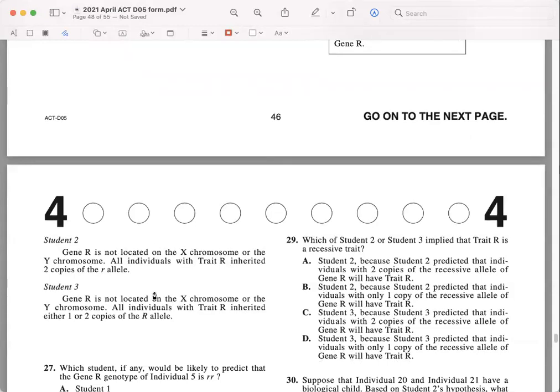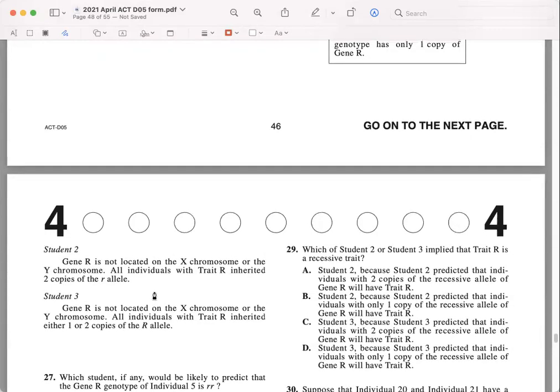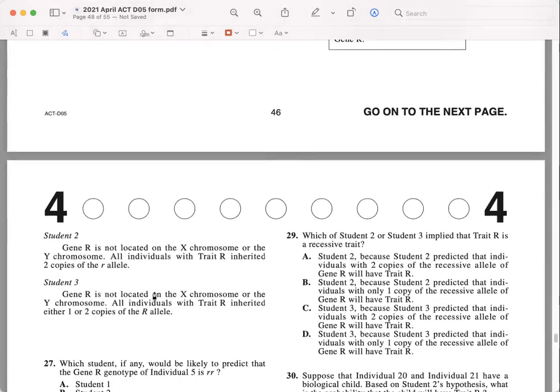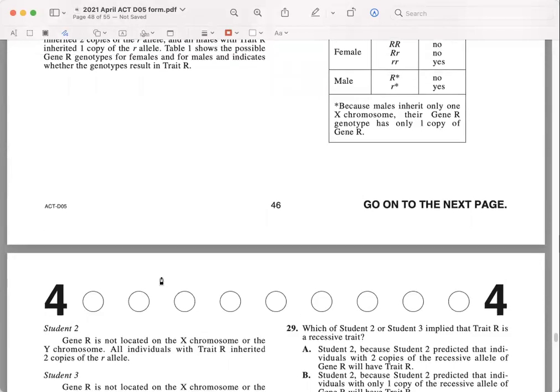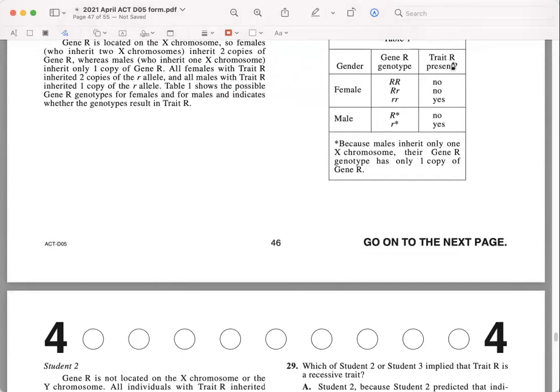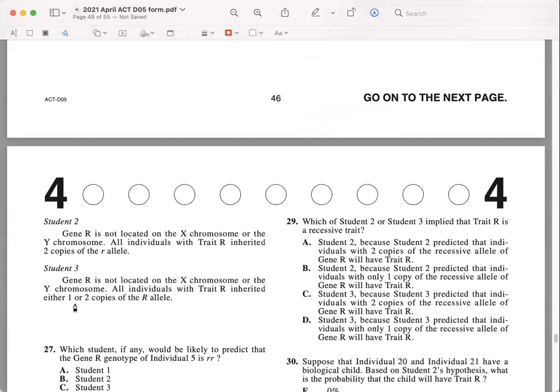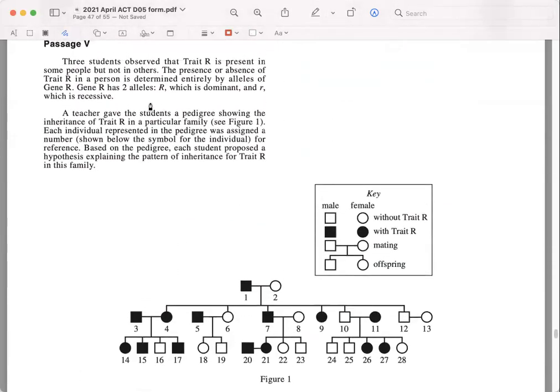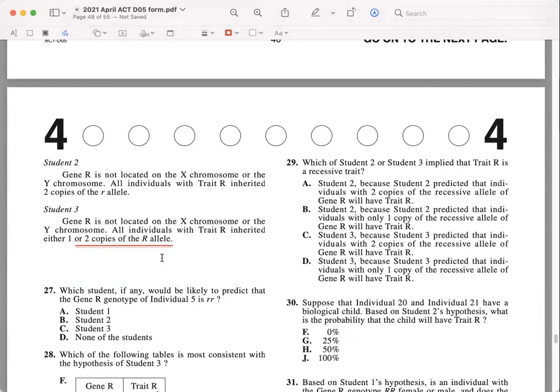Student 2, gene capital R is not located on the X chromosome or the Y chromosome. All individuals with trait R inherited 2 copies of the R allele. Okay, and student 3, gene capital R is not located on the X chromosome or the Y chromosome. All individuals with trait R inherited either 1 or 2 copies of the capital R allele. So I'm not comfortable with the hypotheses presented by students 1 and 2 because they are relating the presence of trait R with the presence of the recessive gene, which is not how it should work, right? It should be related to the presence of the dominant allele, capital R, right? So I'm interested in student 3's hypothesis.